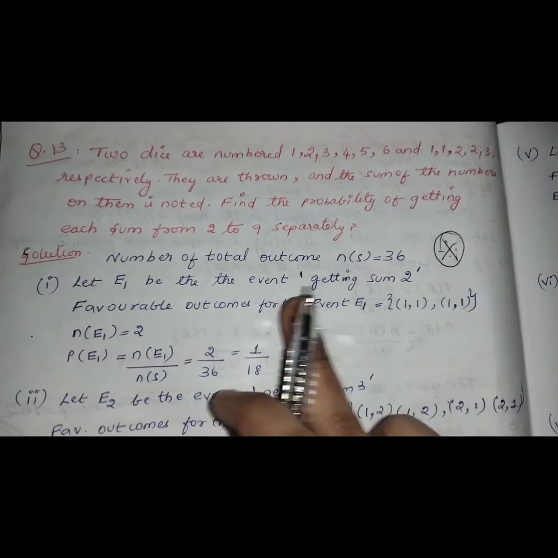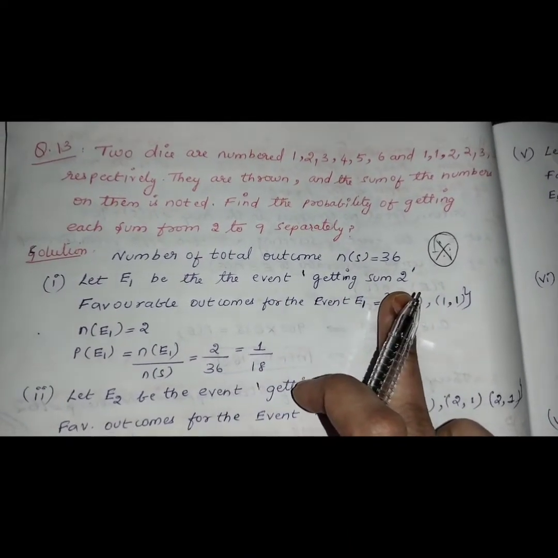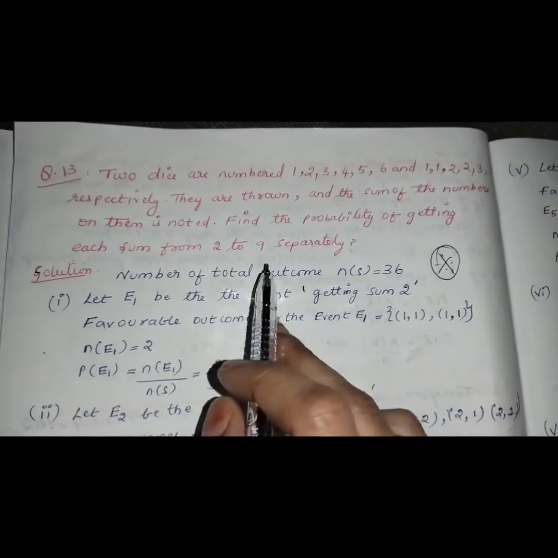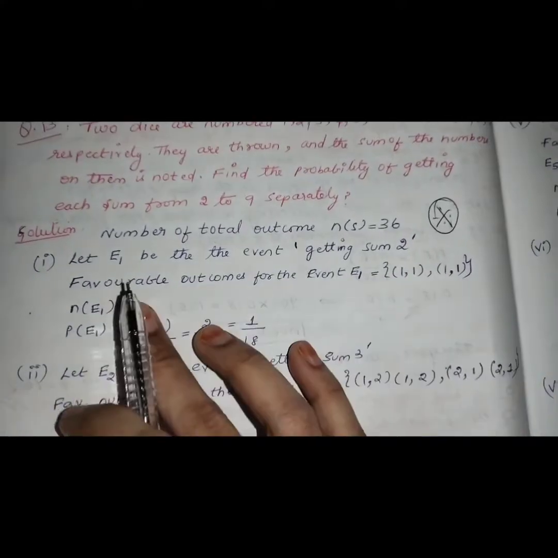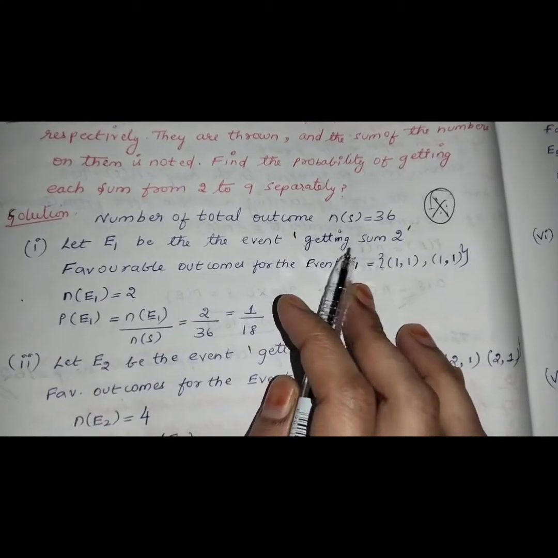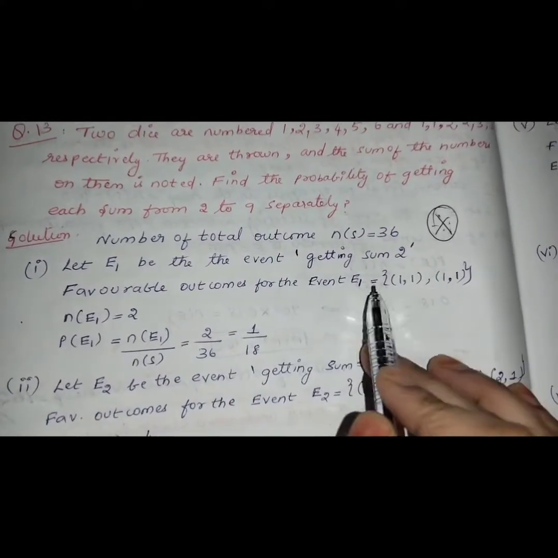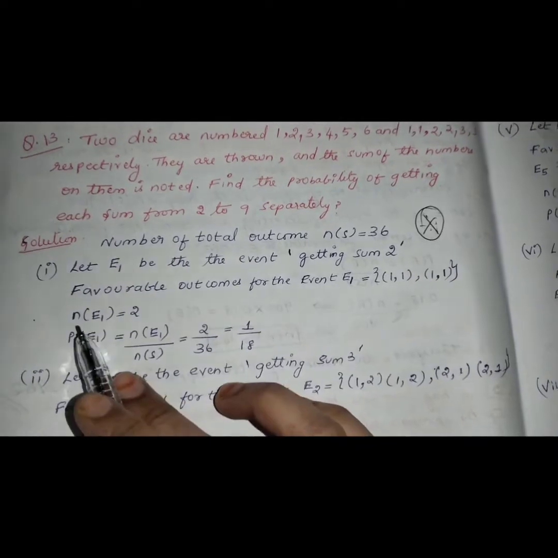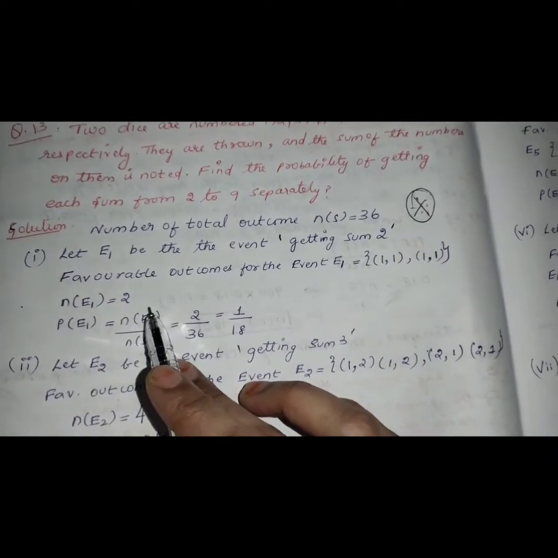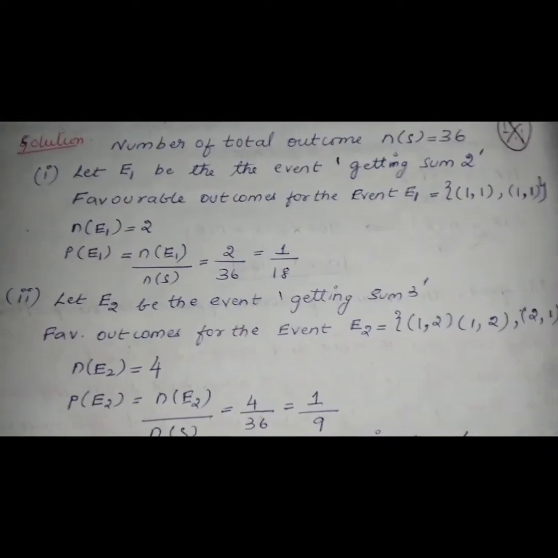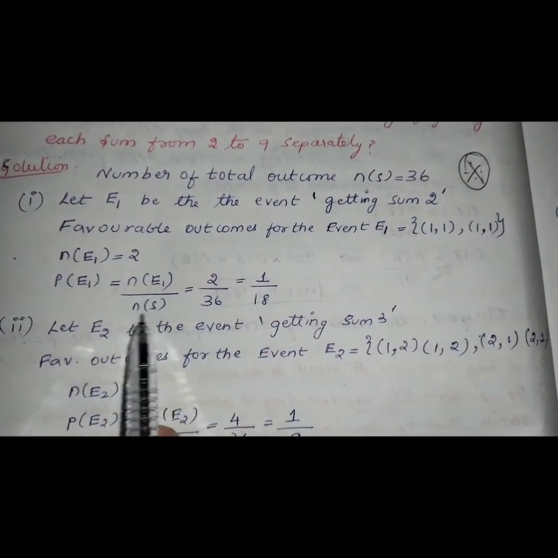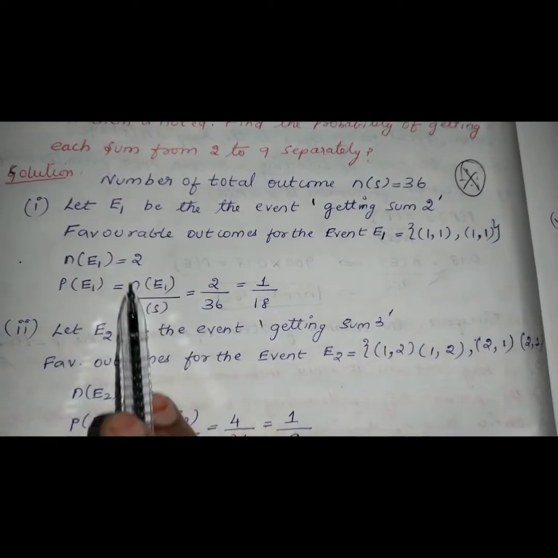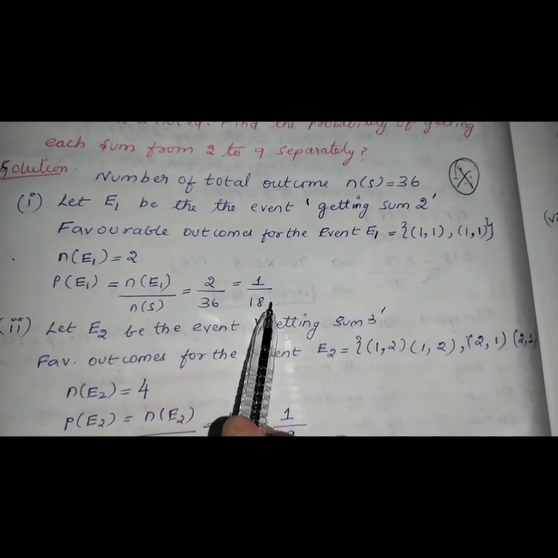So let's see the solution. Number of total outcomes, N of S equal to 36. Since it asks for 2 to 9 separately, we find each subdivision separately. First subdivision, E1 is getting sum 2. Getting sum 2 is 1 1, 1 1. N of E1 is 2. P of E1 equal to N of E1 by N of S. N of E1 value is 2 by 36, 1 by 18.